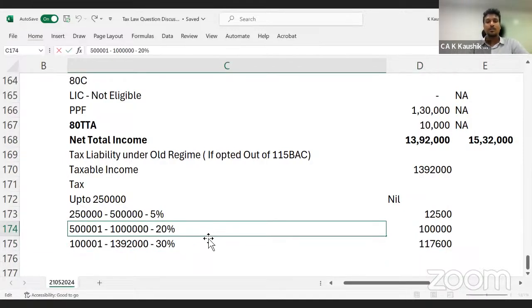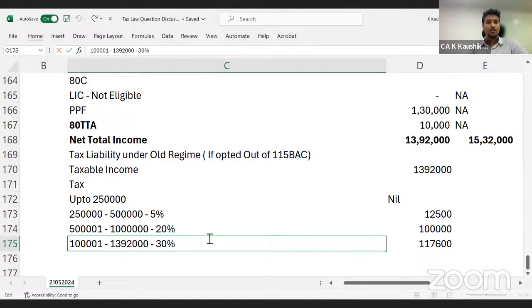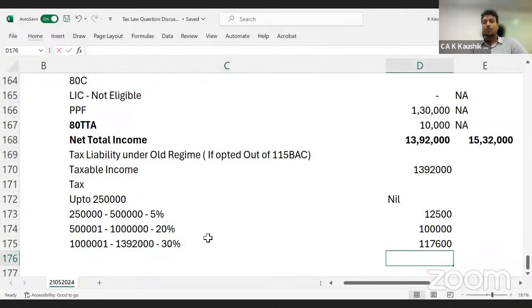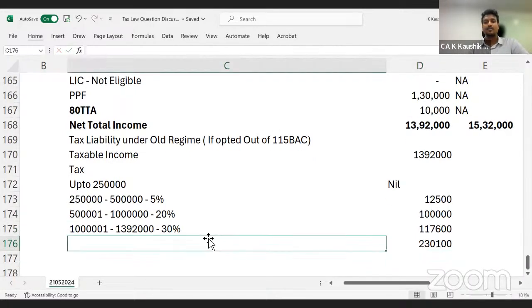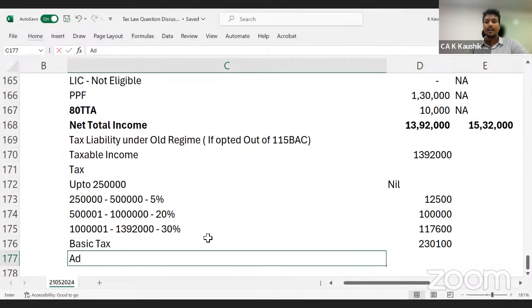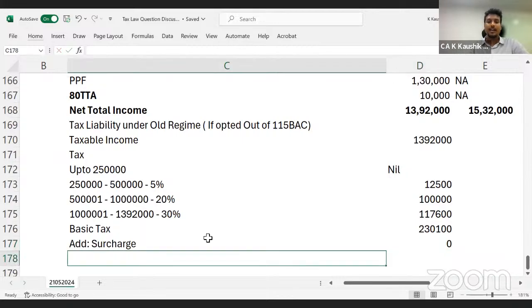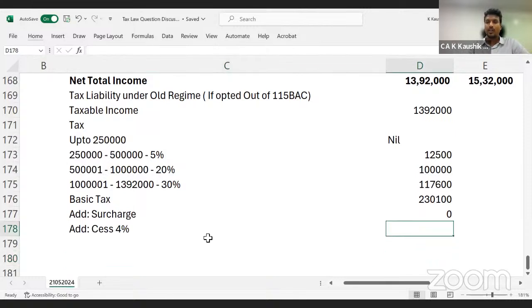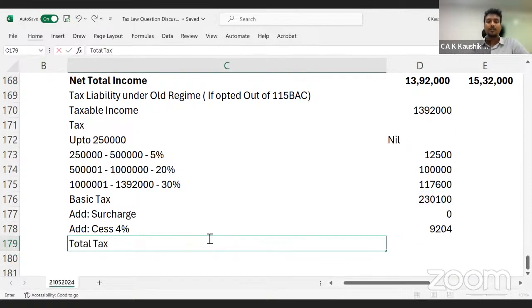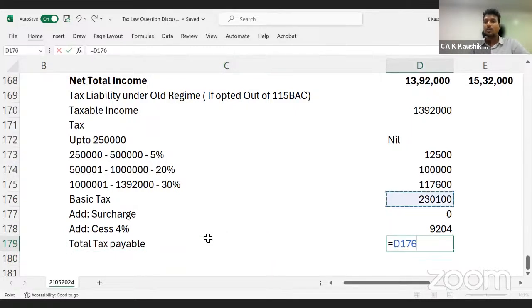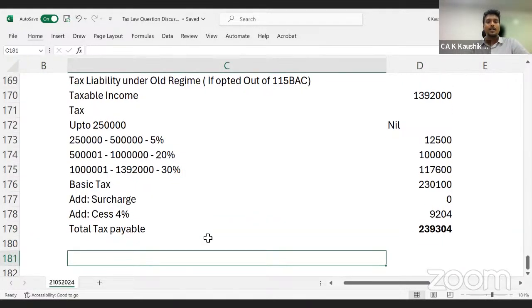So this is my total tax before surcharge and cess. This is basic tax. Add surcharge if applicable, and here it is not applicable, 0. Add cess of 4%, 2,30,100 into 4%. Total tax payable will be 2,30,100 plus 0 plus 9,204, which is 2,39,304. That is the tax liability.